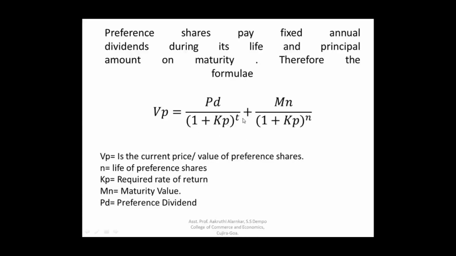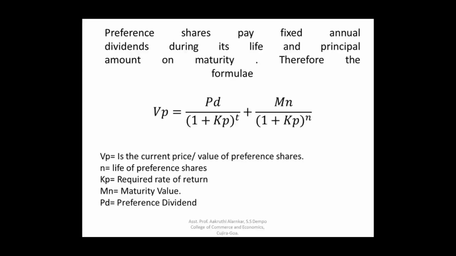Now let us simplify this formula with the help of the present value interest factor annuity and the present value interest factor, the same thing that we did in the case of bonds. Taking this formula, let us simplify it. The value of preference shares is equal to preference dividend multiplied by the present value interest factor annuity at the rate of Kp for n years, plus maturity value into the present value interest factor at the rate of Kp for n years.